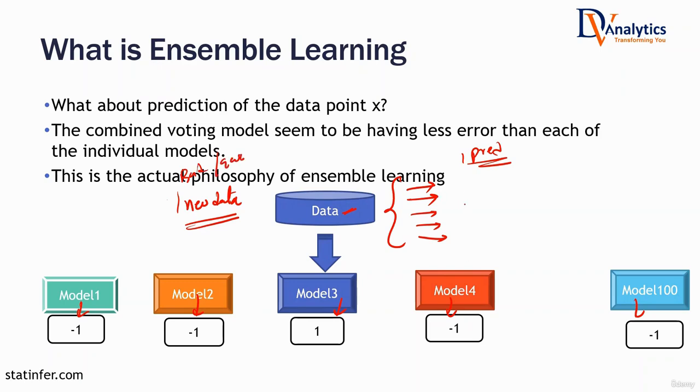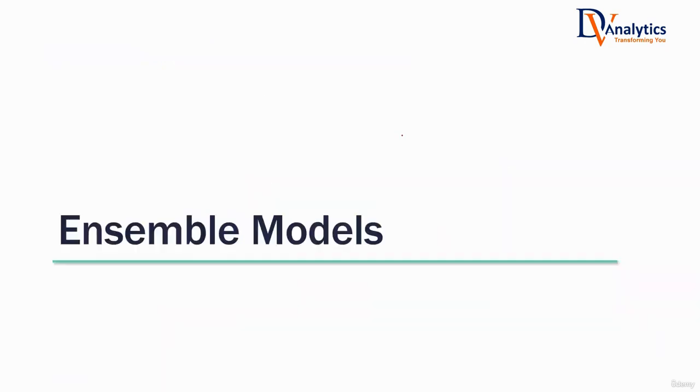Let us suppose out of these 100 models, 95 models are saying -1 is the prediction and 5 models are saying +1 is the prediction. What will be that one final predicted value? -1, because most of the models are saying -1 is the predicted value. This approach is known as ensemble model building. These are known as ensemble models.